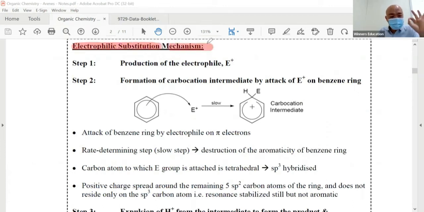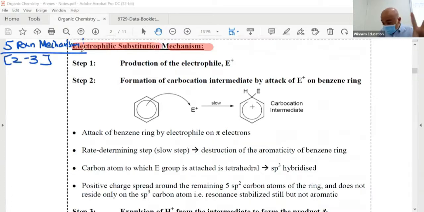Electrophilic substitution mechanism. Before I continue, I want you all to know there are 5 reaction mechanisms that your syllabus says you need to know by heart. Each of them is 2 to 3 marks if they ask you, meaning you can even memorize and regurgitate. Very easy stuff. We have learned 2 of them. This is the 3rd one. See whether you agree. 1, 2, 3, 4.